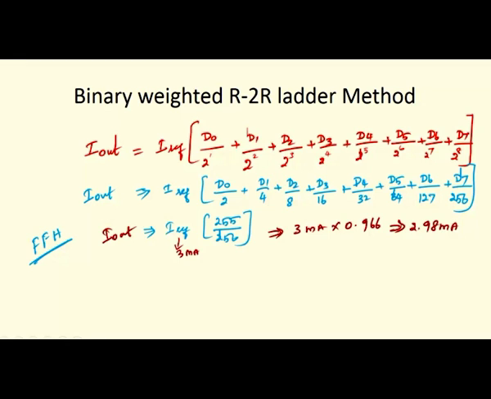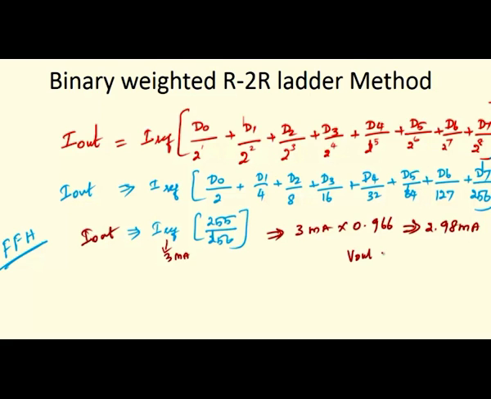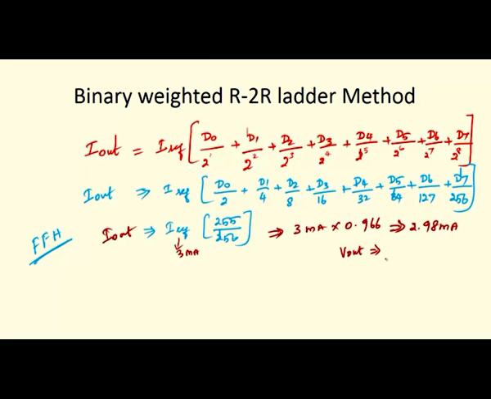If you want to calculate the corresponding voltage, V out is equal to I out into R, or you may consider 5 kilo ohms. So, 5 into 2.98 milliamps. This will be the voltage for our required FF value.